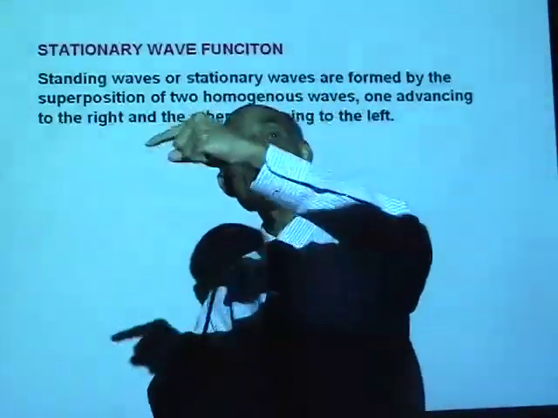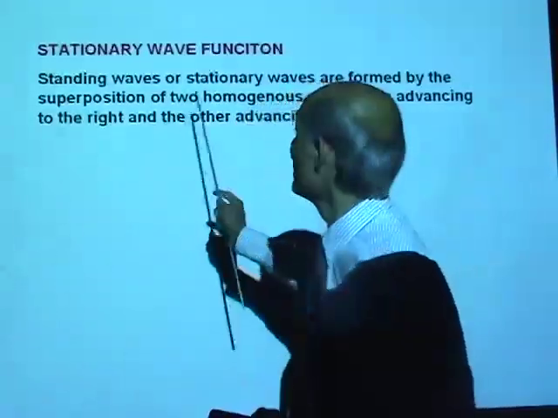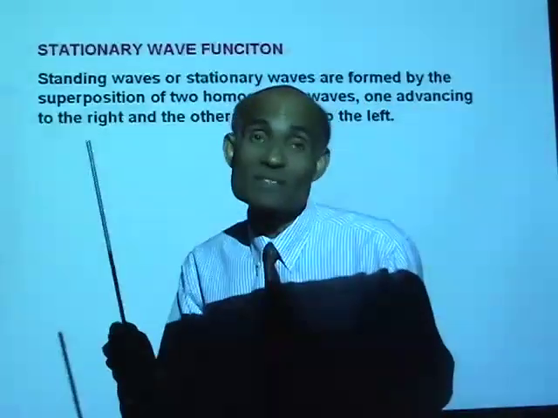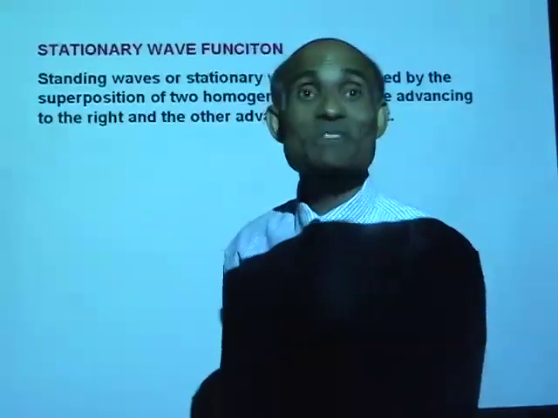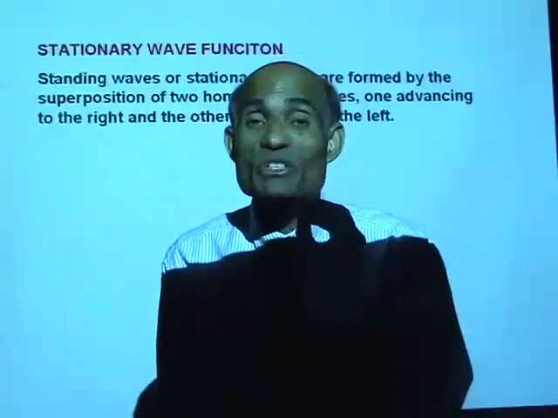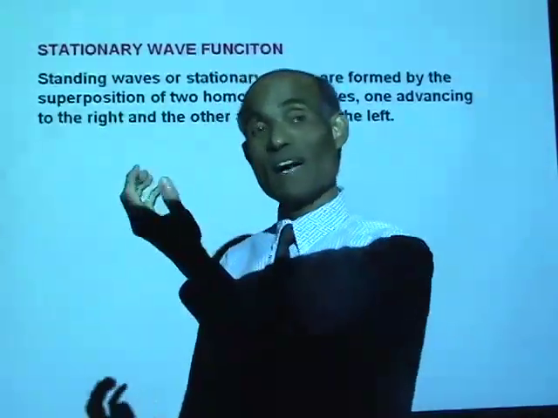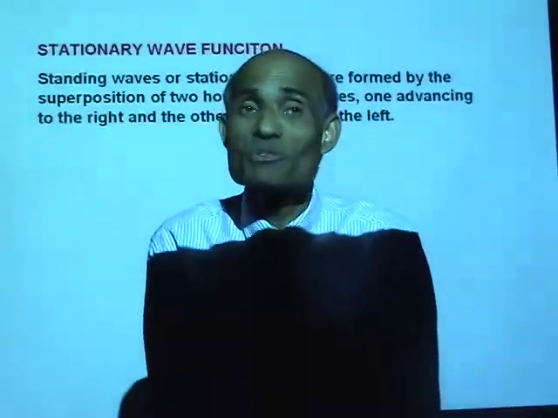The same wave gets reflected. They are basically the same wave. They are homogeneous. But one is advancing to the right and the other is advancing to the left. Let me ask you. In the last lesson, we developed equations for a harmonic wave advancing to the right and a harmonic wave advancing to the left. Do you remember those equations?